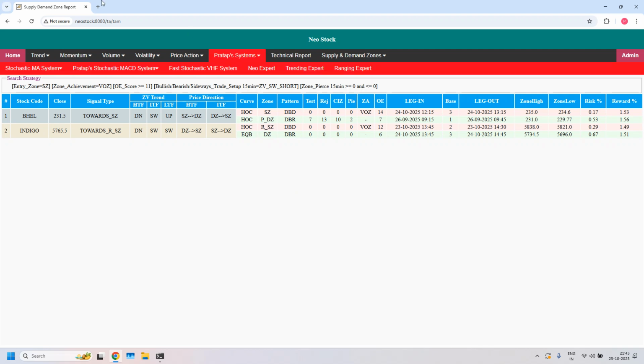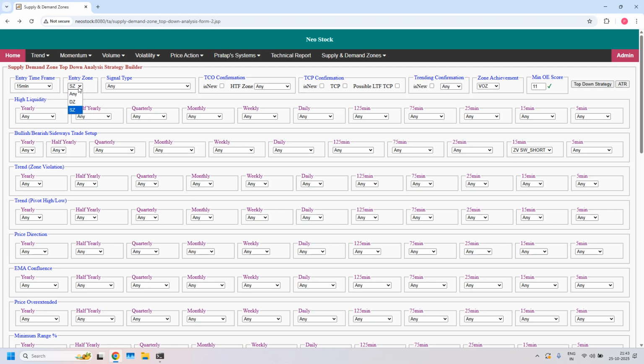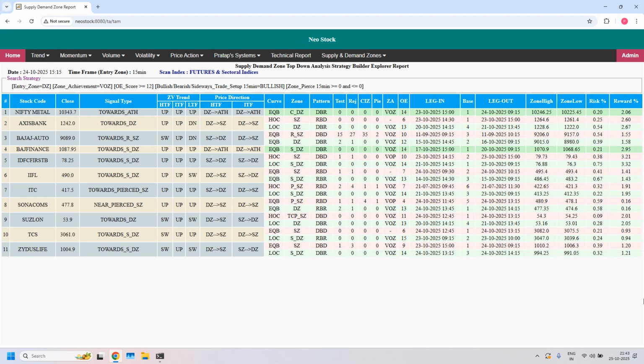Next, bullish trade setup for daily income trade. Changes are entry time frame zone, 15 minutes demand zone. Here bullish, minimum odd enhancer score 12 for bullish or bearish. We got 11 stocks supporting bullish trade setup for daily income trade.